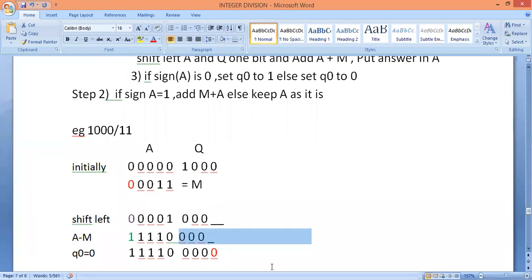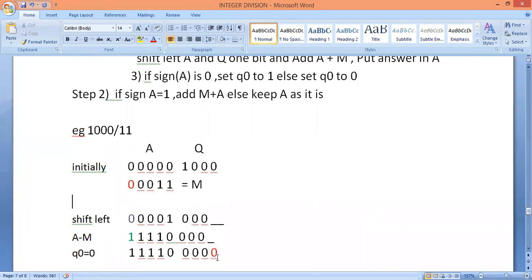Clear? Next, now again check what is the sign bit of A. Getting it? We are checking it 2 times. We are checking the most significant bit 2 times. So if it is 0, we are doing A minus M, and if it is 1, then we are putting the value of Q0 accordingly. So if it is 1, we are putting the value of Q0 as 0. So I am putting it as 0.